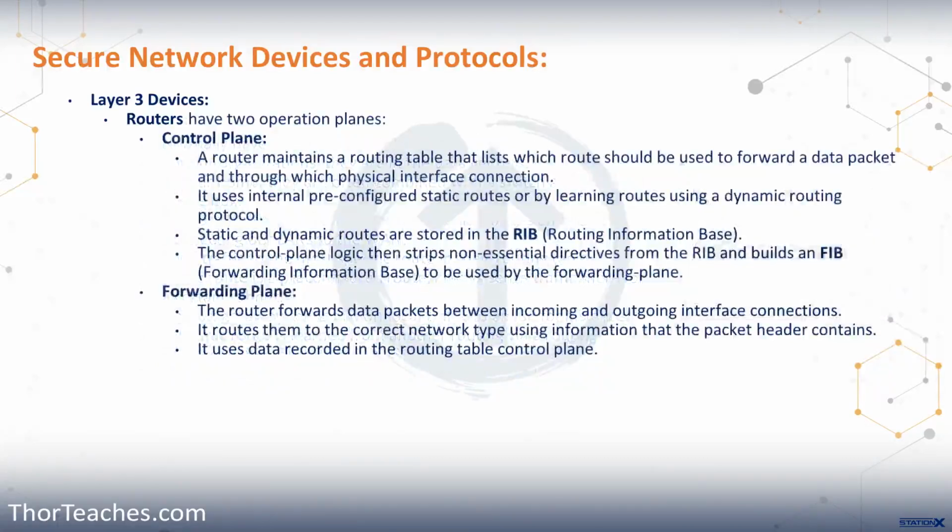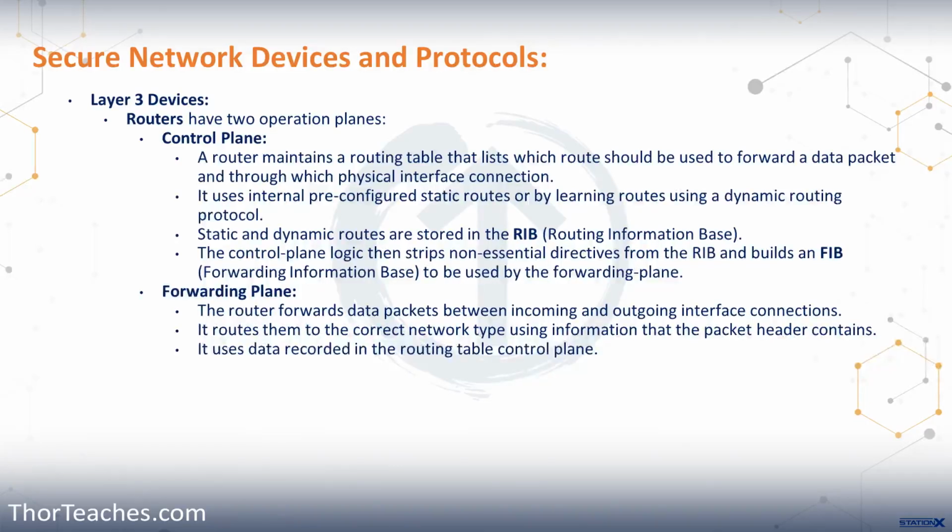We have briefly talked about how routers have 2 planes of operations, a control plane and a forwarding plane. One plane makes all the decisions, and the other one transmits the data. The control plane is where we keep all our routing tables, where we choose which route we should send this data and which interface we should send it out of. This is where we would have the static and dynamic routes, and in that control plane, we have all those routes stored in our routing information base, RIB. It then strips all the non-essential directives from the RIB to build a forwarding information base, FIB, which is what the forwarding plane uses to send the traffic.